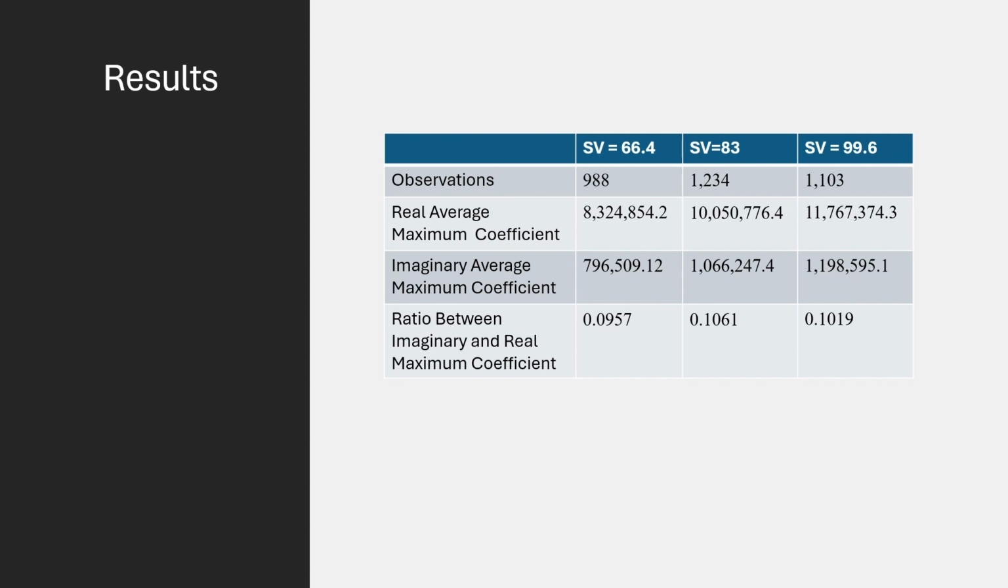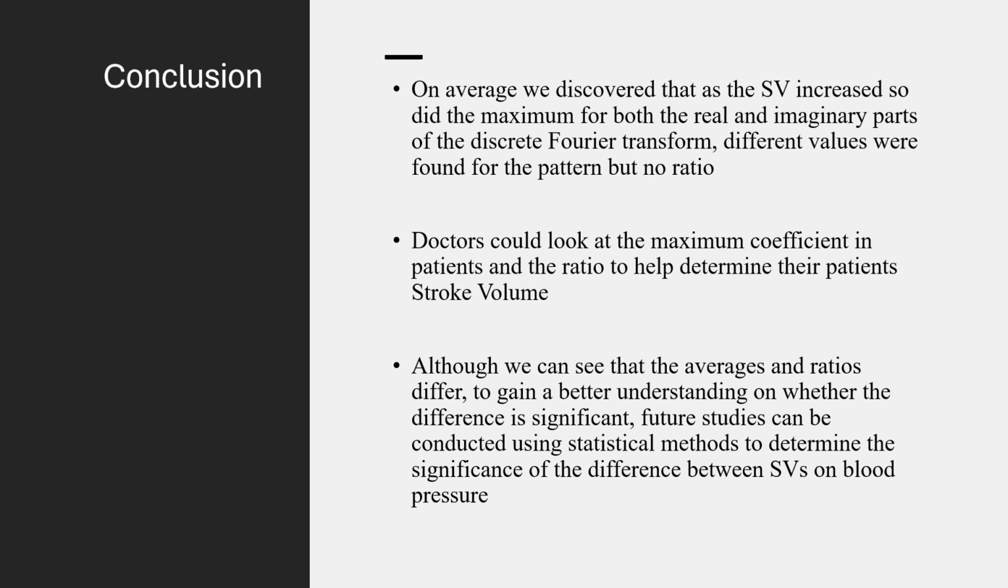And so we found that as the stroke volume increases, the average maximum value increases for both the reals and the imaginaries. And then we took the ratio between the imaginary and the real coefficients, and we found that the three groups are different from each other. So there's not a distinguishable pattern like there is with the coefficients for the maximums, but there is still some difference.